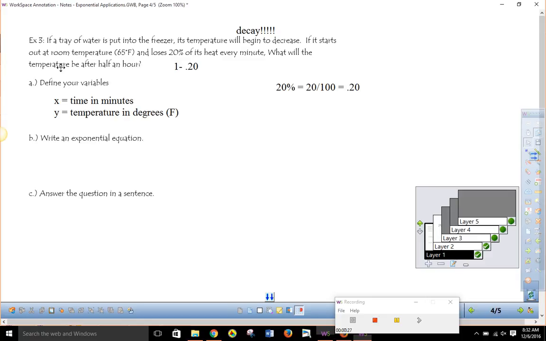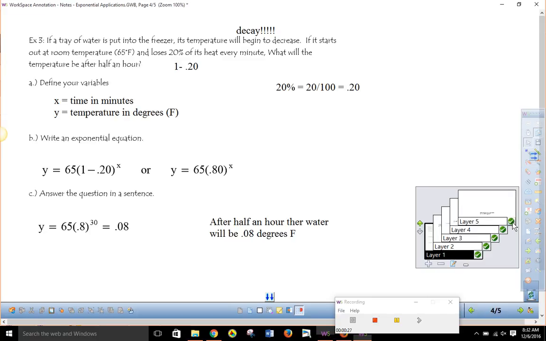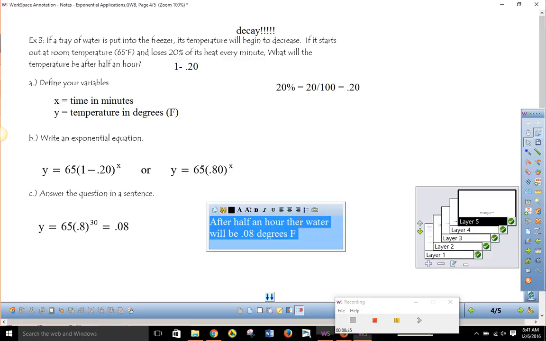Okay? And then I want to know what happens in half an hour. So half an hour is how many minutes? 30. So we substitute 30 in, and you should get that it's 0.08. And what does that mean? It means it's 0.08 degrees Fahrenheit. All right? All right, so after half an hour, there will be, that's actually, let's maybe just for funsies spell that correctly. What do we think? There.